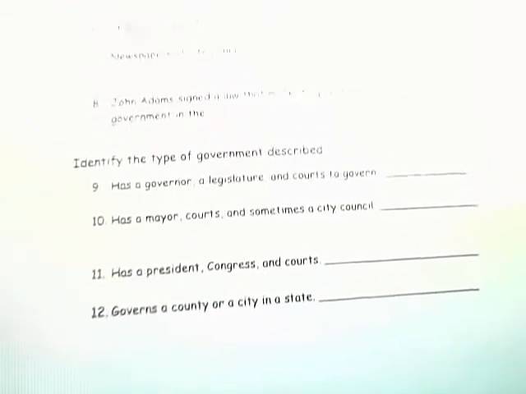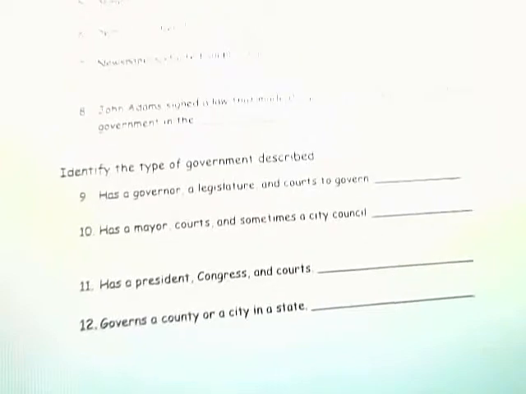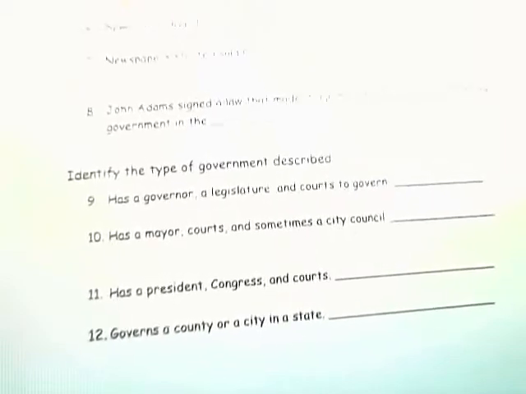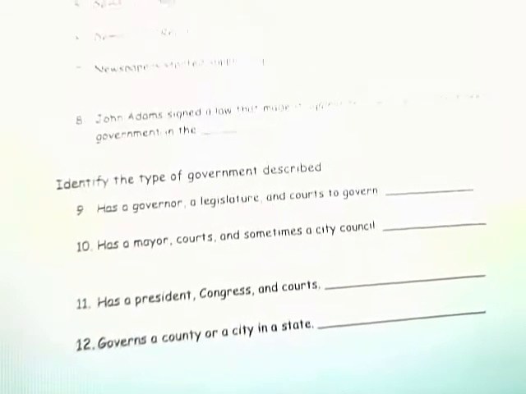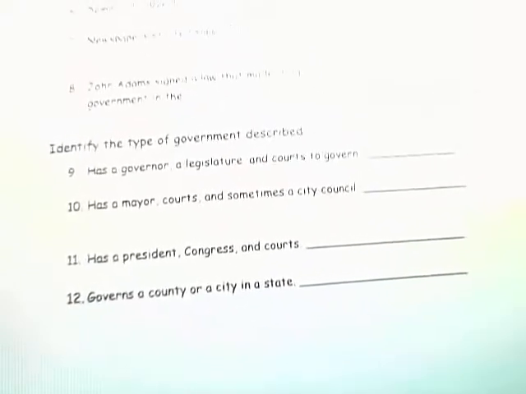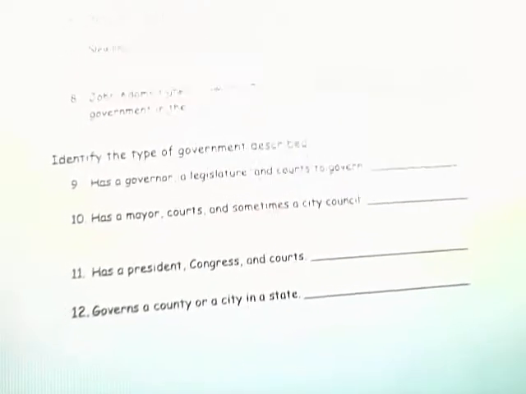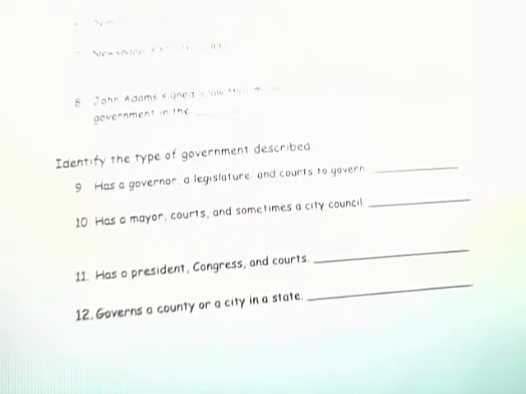Number 10 has a mayor, courts, and sometimes the city council. Is that the national, the state, or the local government? Number 11 has a president, Congress, and courts. Is that the national, the state, or the local government? And number 12 governs a county or a city and a state. Is that the national, state, or local government?